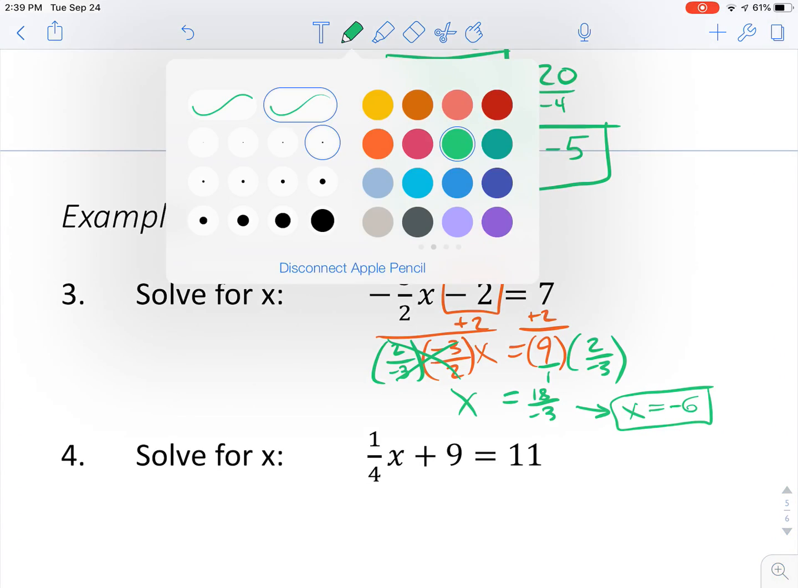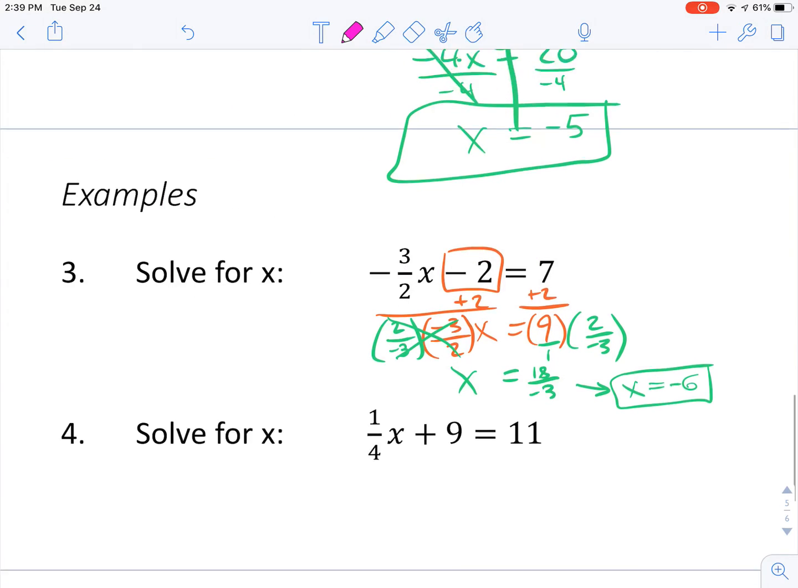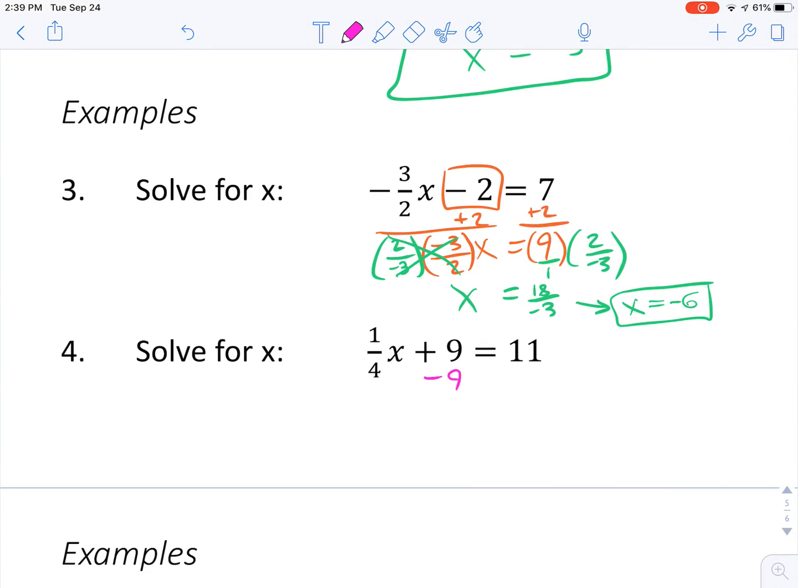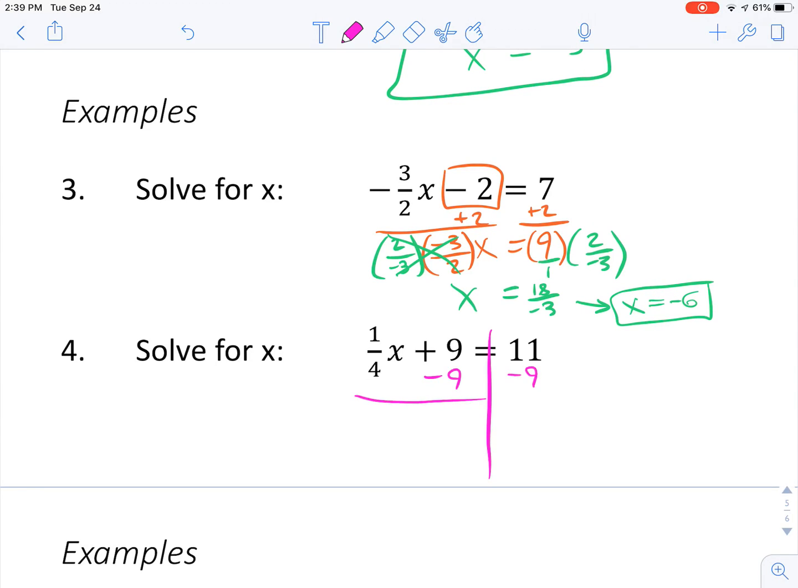Number 4. We're going to subtract the 9 right away. We're using AMAP. We're trying to get rid of that 9. We want to subtract 9 from both sides. And we're going to get 1/4 x equals 2.